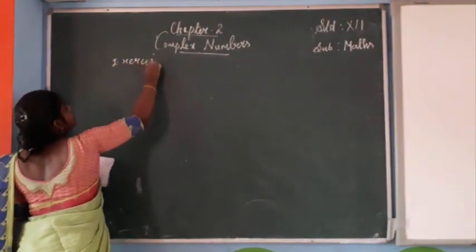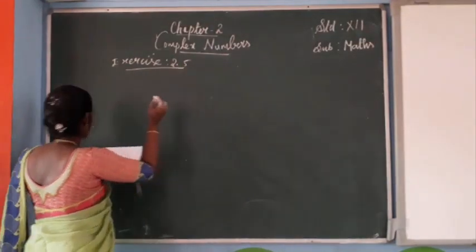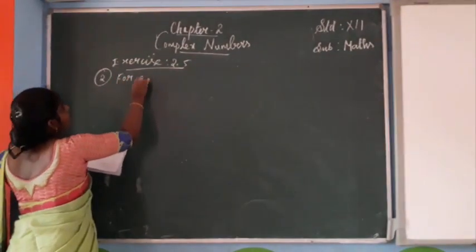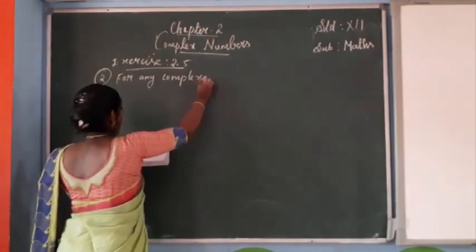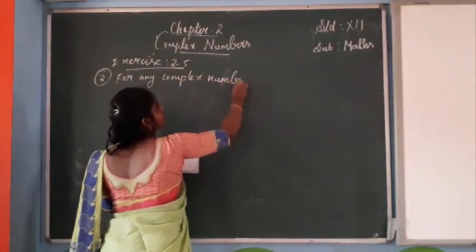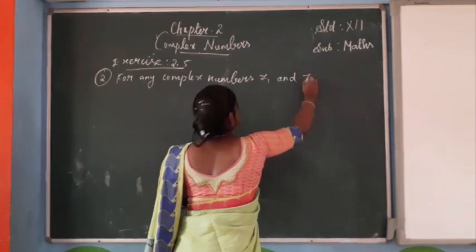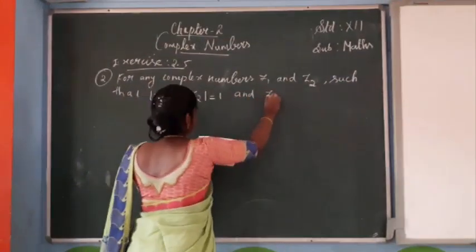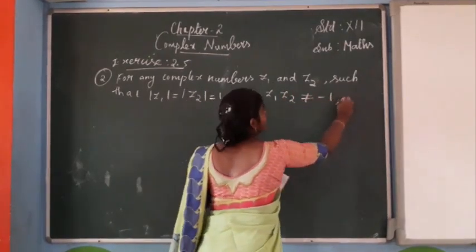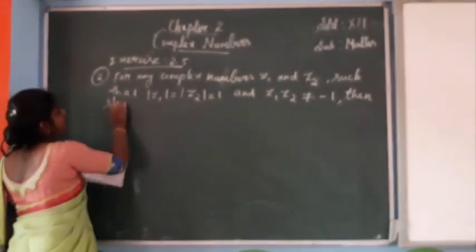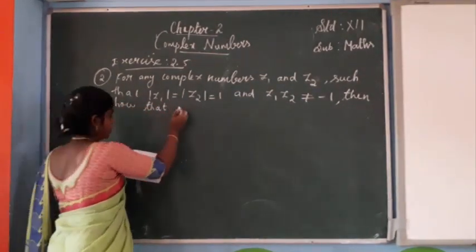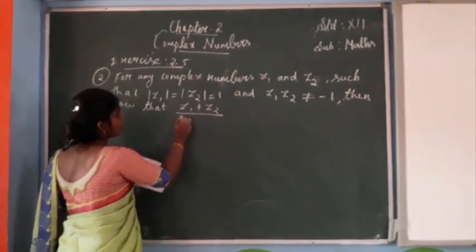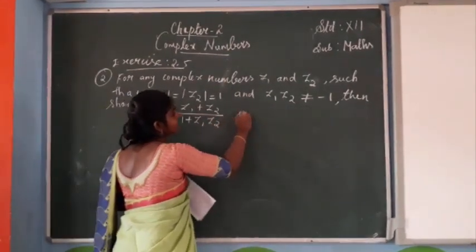Exercise 2.5, second question. For any complex numbers Z1 and Z2 such that modulus Z1 is equal to modulus Z2 is equal to 1 and Z1 into Z2 not equal to -1, then show that (Z1 + Z2) divided by (1 + Z1 into Z2) is a real number.